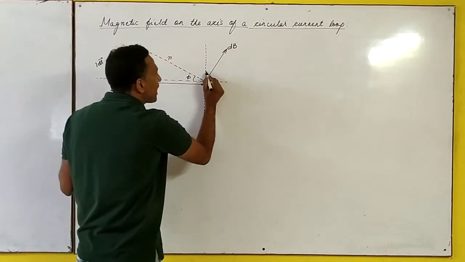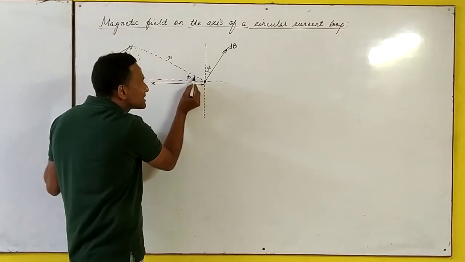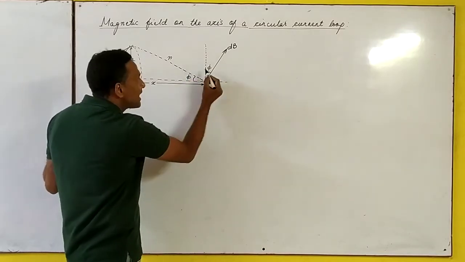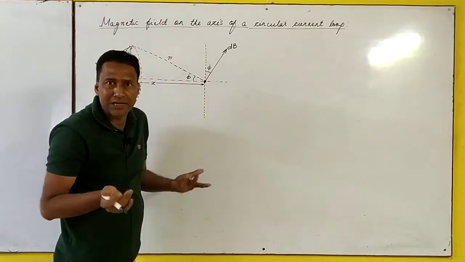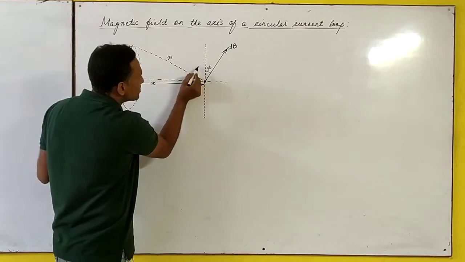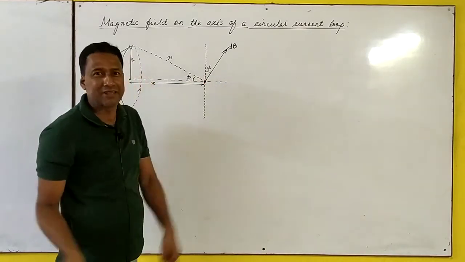Now if this angle is phi, this is also phi. How? See, this is 90 degrees, so you can say this plus this is 90 degrees. Again, dB has to be perpendicular to r because dB is the result of Idl cross r. So this is also 90 degrees, so this plus this is 90 degrees. This is a common angle, so this is good. Like that you can decide.